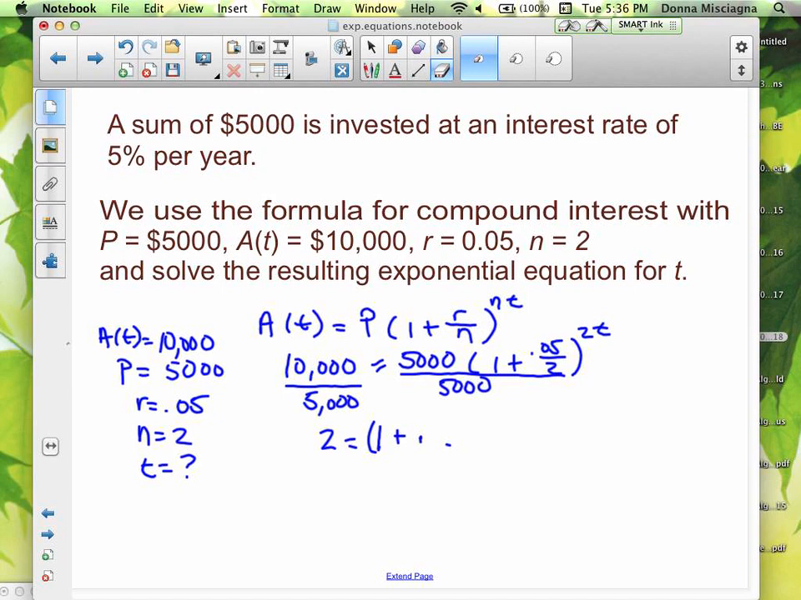So 0.025, to the 2t power. Well, that's just 1.025, right? So we have 2 equals 1.025 to the 2t power.